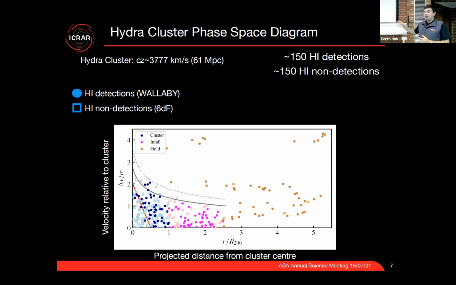And because Wallaby only detects galaxies in HI, there are lots of galaxies Wallaby won't detect. And so galaxies which are not detected in HI, I use light shaded colors for, and they're galaxies which are in the 6dF galaxy survey, but do not have a Wallaby counterpart. And there's roughly 150 galaxies in this field. That's by coincidence. There's no selection to have equal numbers of HI detections and non-detections.